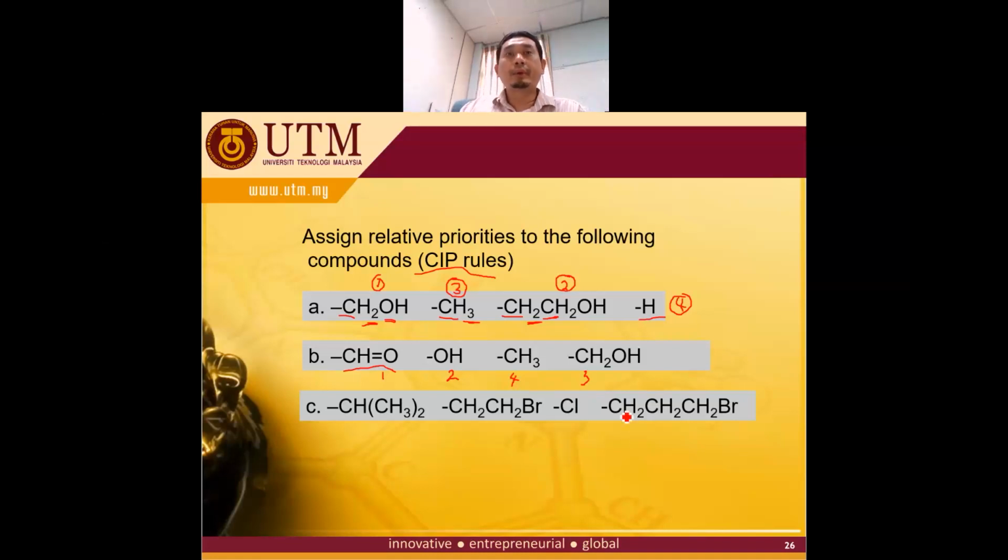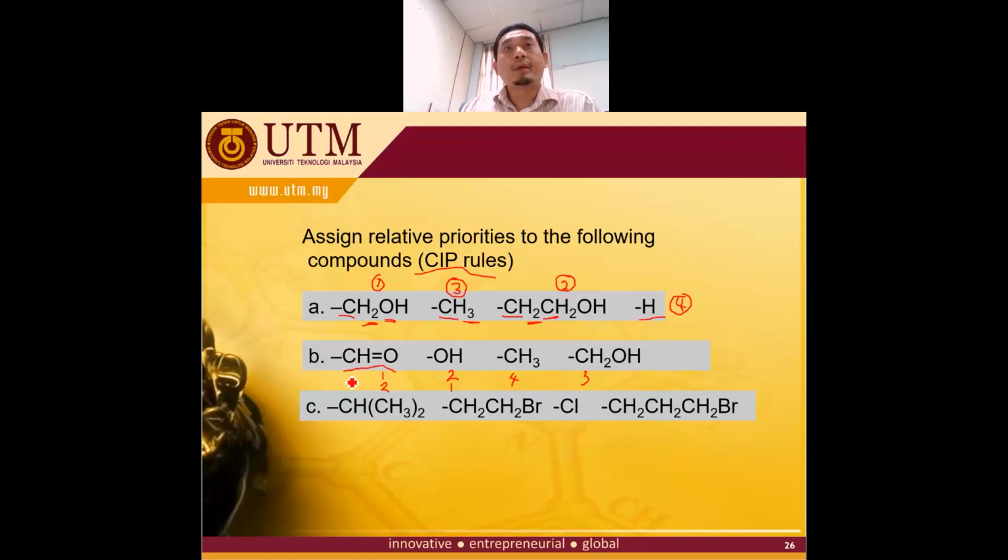Anyone have a different answer? All the same? 2143. The aldehyde is number two. Okay, this is aldehyde number two, and OH, hydroxy, is number one. Yes, this is the same, right? Okay, good. You already tried, so it's good.